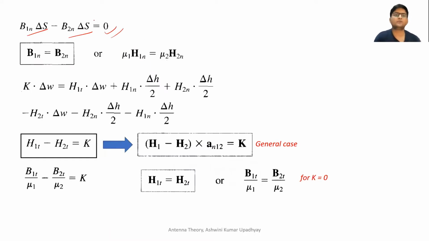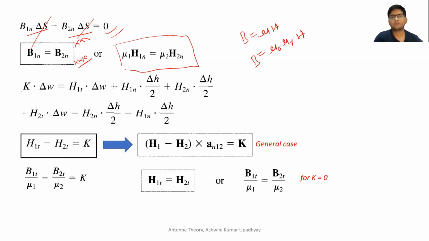So this is how it will become 0, and delta S and delta S will cancel out, and we will finally get B1N is equal to B2N. So this is our first boundary relation. And if you convert this B into H, you know that B is equal to mu H. This you can also write as mu naught into mu R into H. So this is what I have done here. So in the form of magnetic field intensity also you can write it. So this is your first relationship for the normal component of magnetic flux density and magnetic field intensity.